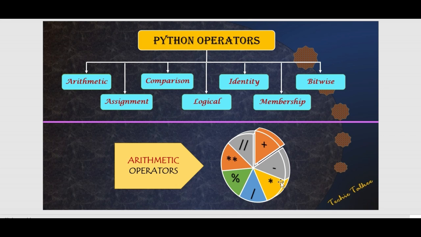To summarize, these are the various arithmetic operators that we have. The plus to add, minus to subtract, asterisk to multiply, forward slash to divide, modulus to return the remainder, double asterisk for exponentiation, and double forward slash for the floor division, which will return the quotient. Hey guys, hope you now understood the various arithmetic operators that we use in Python.